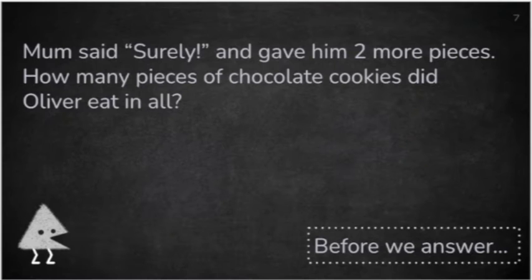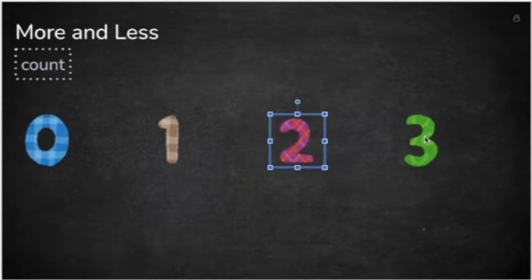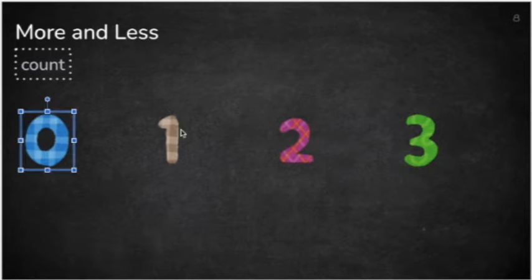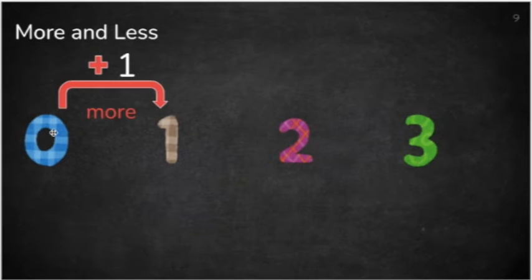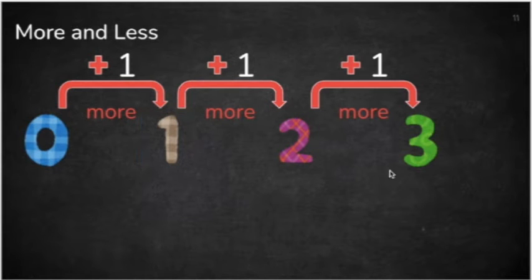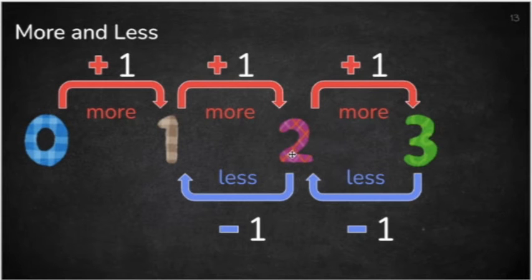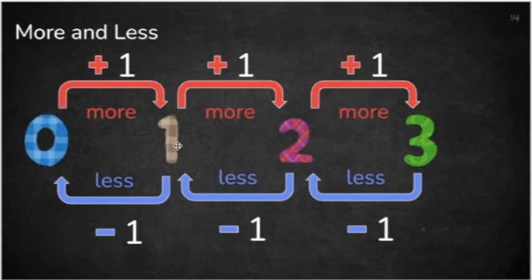So before we answer, let's review the numbers. So this is 0, 1, 2, 3. 1 is more than 0. 2 is 1 more than 1, and 3 is 1 more than 2. Okay, less. So 2 is 1 less than 3, 1 is 1 less than 2, and 0 is 1 less than 1.